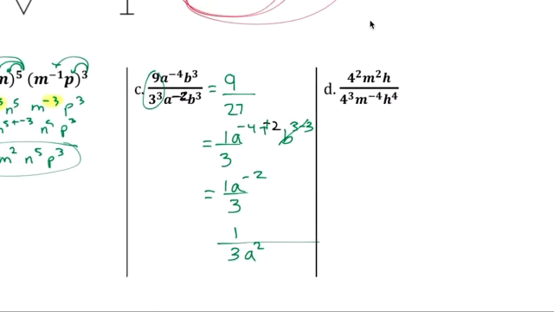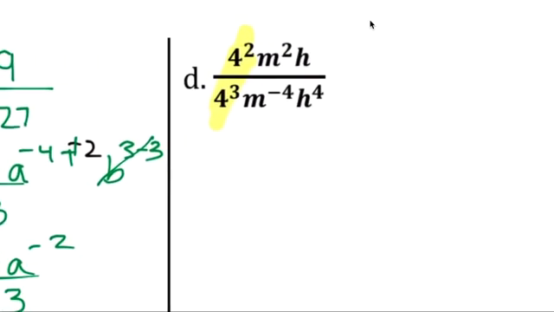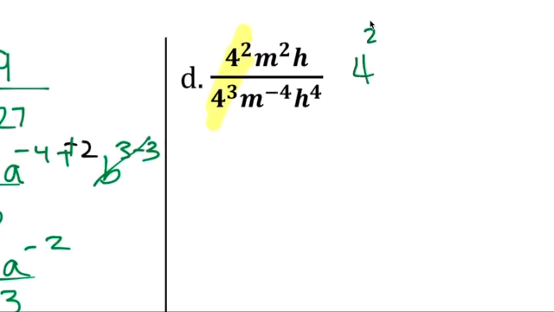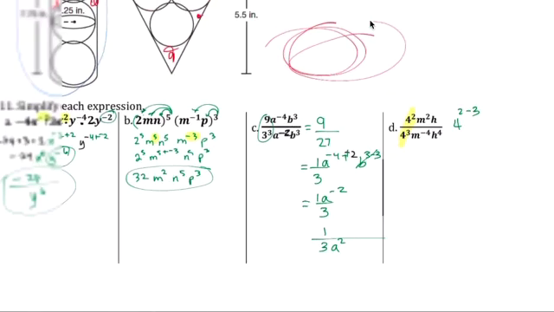And do d on your own. I think you can, the 4 have the same base. Notice the bases are the same. Subtract them. Okay, 4 to the second minus 3. Do that. Show work, please.